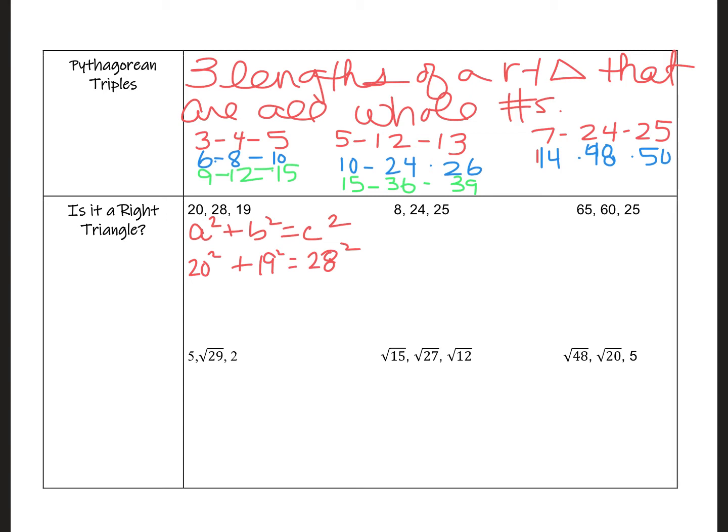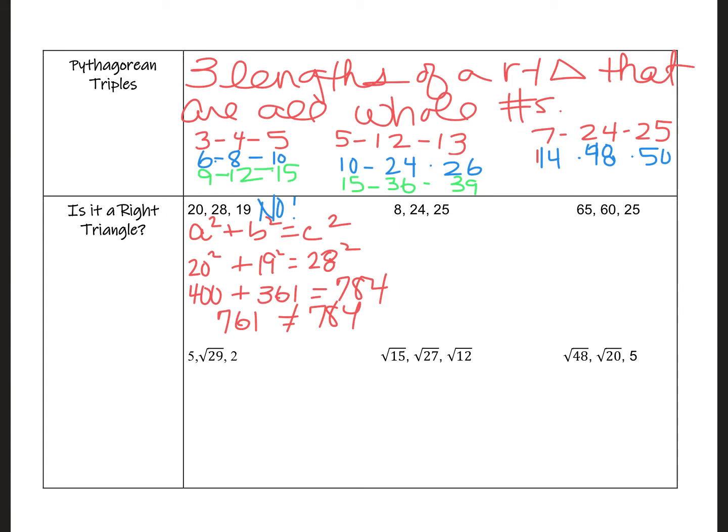Okay, so 20 squared, that's 400. 19 squared, do you remember this from learning these last year? That's 361. And 28 squared wasn't one you had to memorize, but that is 784. So again, we're doing a check. We're trying to see, does this work? If I add the numbers on the left, 400 plus 361, I get 761. That does not equal 784, which means, therefore, no, this is not a right triangle. They did not work in the Pythagorean theorem.